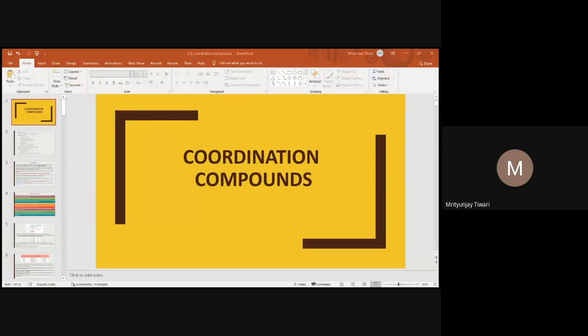In coordination compounds, the metal is ligated with certain ligands, certain ions or molecules, and there is a covalent bond between them, and that covalent bond is of the coordinate type. The coordinate bond is also a kind of covalent bond, which we have already seen in the chemical bonding chapter. What is the difference between the covalent bond and the coordinate bond? The shared pair of electrons is given by one entity only in the coordinate bond. However, there still happens the sharing of electrons.